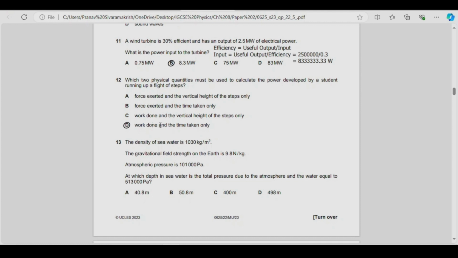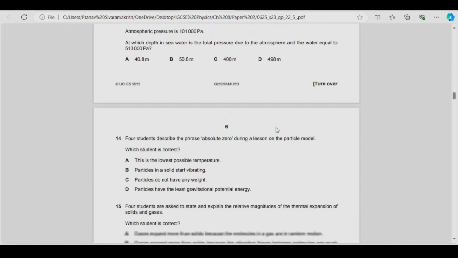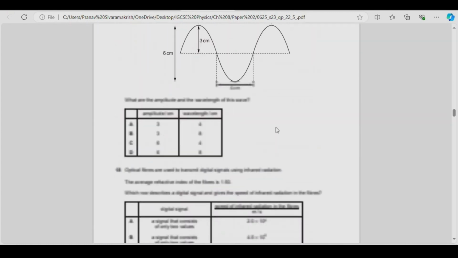And finally, you have work done and time taken only. So we know that this is probably the easiest pick, because that is just the formula for power, essentially: work done and time. So that is the right answer. Again, look out for more questions on power and work done.